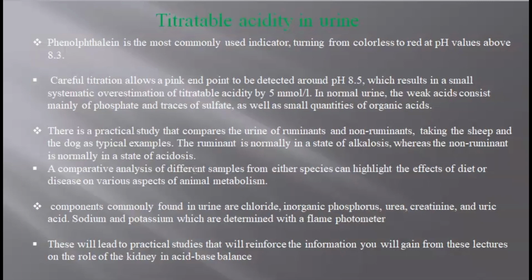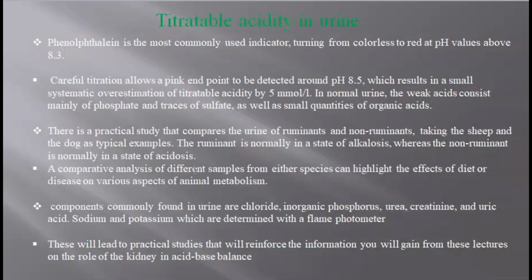So when you compare this, narrow down to their diet, and then also narrow down to the diseases that they can experience because of the animal metabolisms. The metabolisms then decide whether the pH will be high or low. The components commonly found in urine are chloride, inorganic phosphorus, urea, creatinine, uric acid, sodium and potassium, which are determined with a flame photometer.